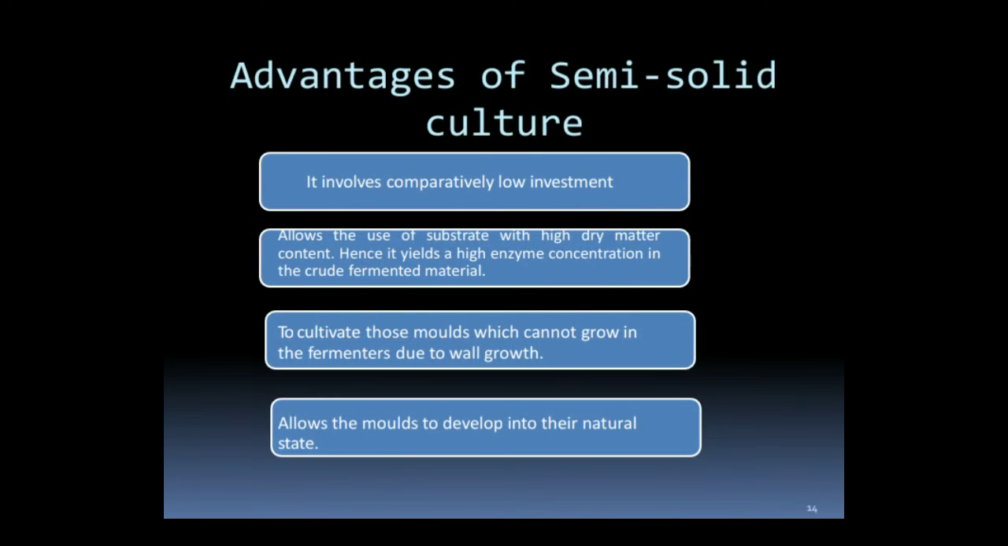What are the different advantages of this particular semi-solid culture method? It involves comparatively low investment and low cost, and allows the use of substrate with high dry matter content, hence it yields a high enzyme concentration in the crude fermented material. Those molds which cannot grow in the fermenter due to wall growth can also be grown in this type of semi-solid culture. It also allows the mold to develop in a natural state.